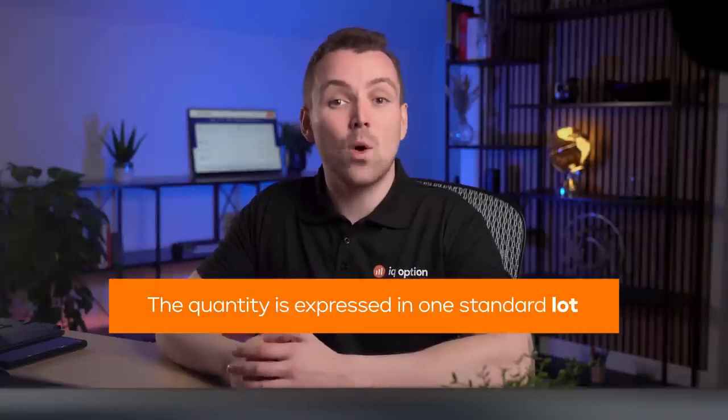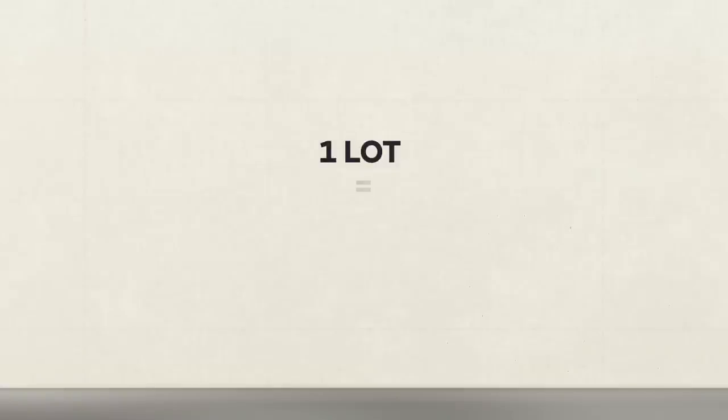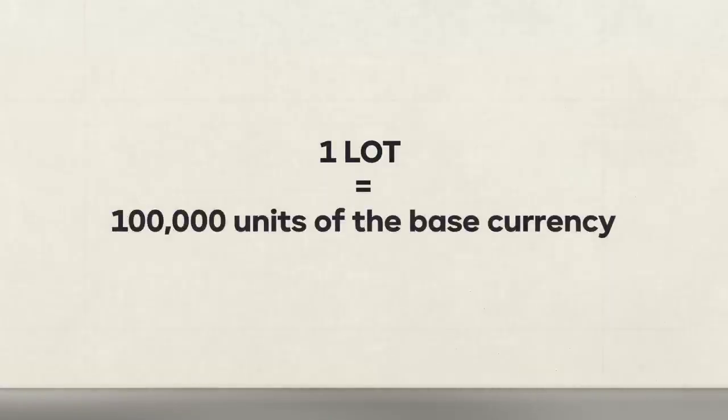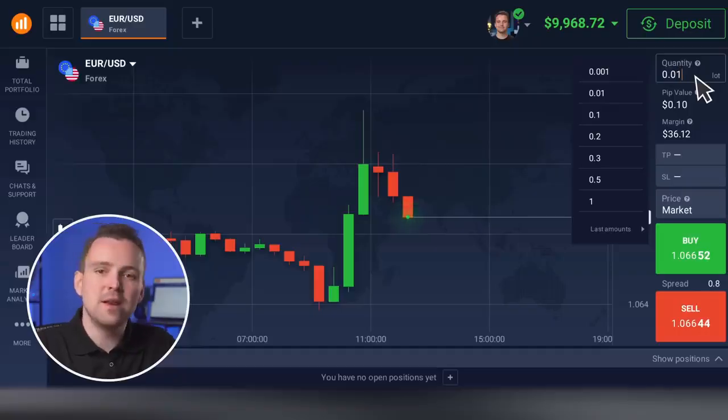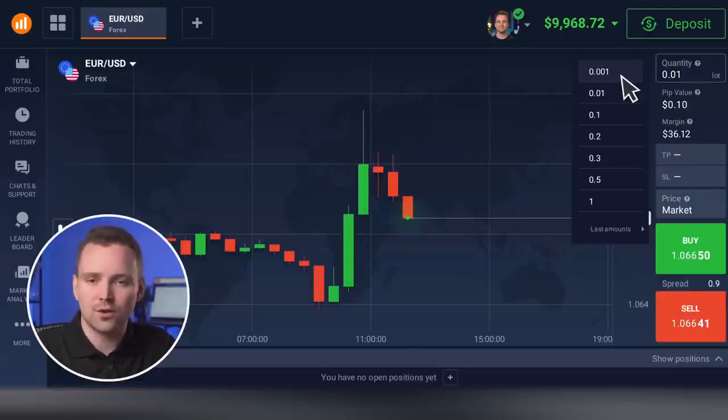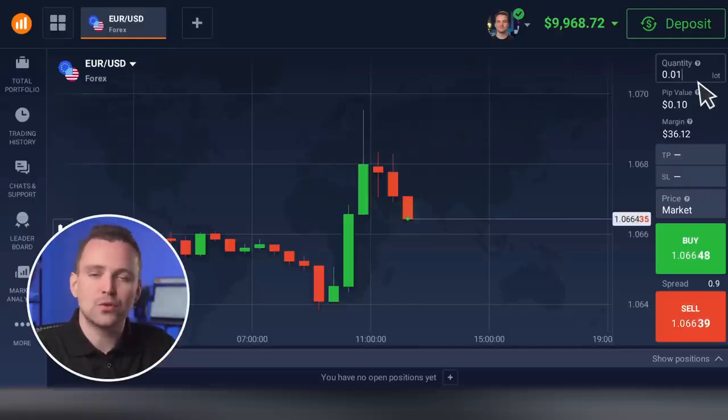When trading Forex on margin, the quantity is expressed in one standard lot. One lot is equal to 100,000 units of the base currency traded. Generally speaking, the base currency is the first currency in a currency pair, the one we see before a slash. The second currency, the one we see after the slash in a currency pair, is known as the quote currency. As we can see here, the minimum quantity for Forex pairs is 0.001 lots. Let's say I'll select 0.01 lots to trade Euro to USD.